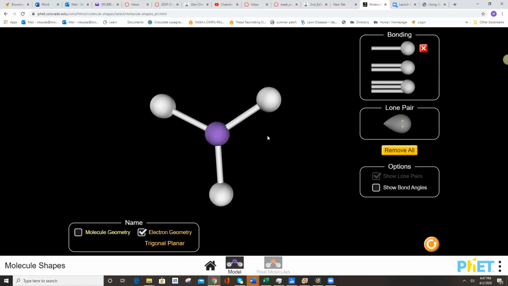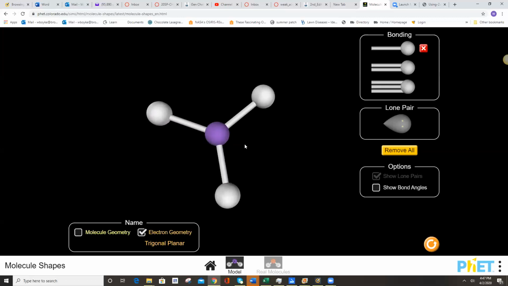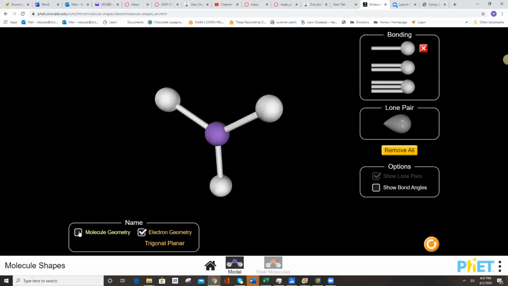Next, we want to look at what's the molecular geometry. So how are the atoms situated with respect to each other? And the atoms are situated with respect to each other also in the exact same orientation that the electron groups were situated with respect to each other, because every electron group on that central atom is involved in a bond. So what that means is that the molecular geometry is going to match that electron pair geometry, and you're going to get a trigonal planar arrangement again.